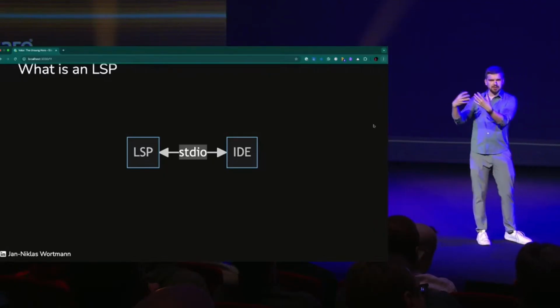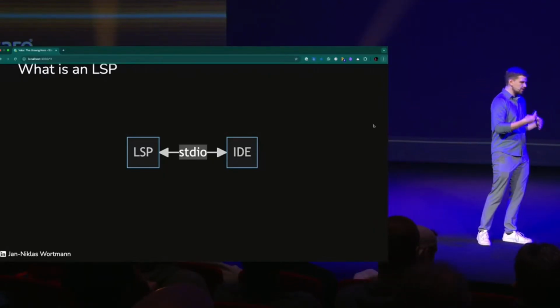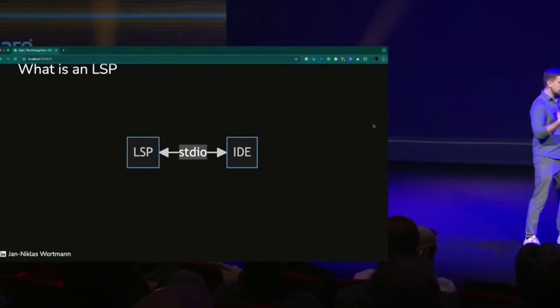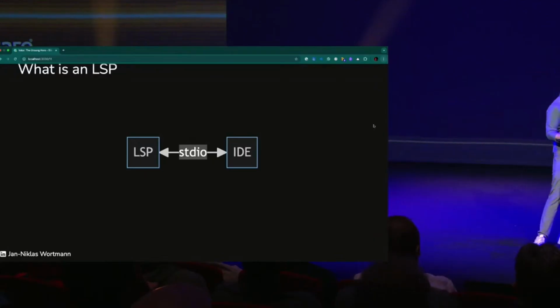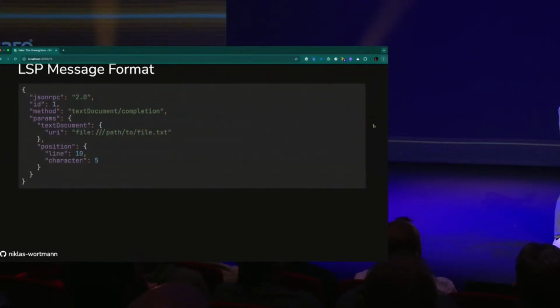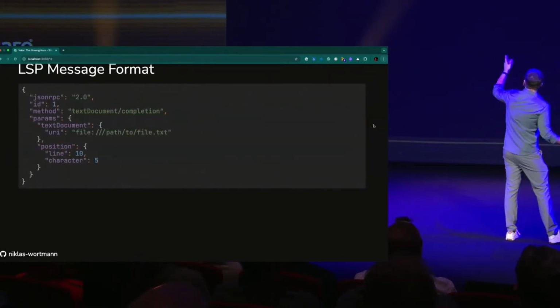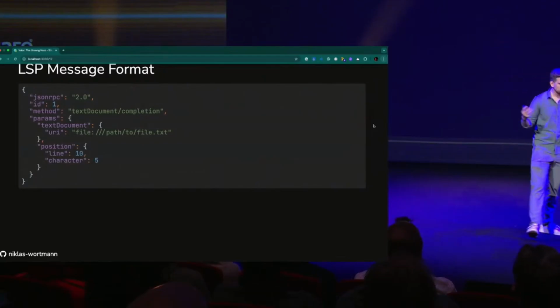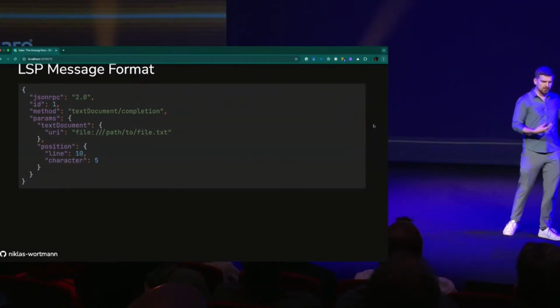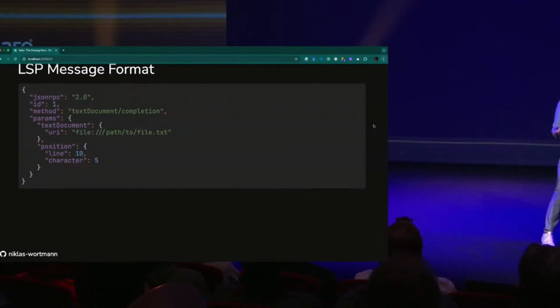So you have the IDE that ships the client, VS Code, WebStorm, whatever you use, and that talks over standard in and standard out with the server, either as part of the binary or wherever it's coming from. And the message format looks kind of like this. It's using JSON RPC under the hood. That's more of an implementation detail. It doesn't matter that much.